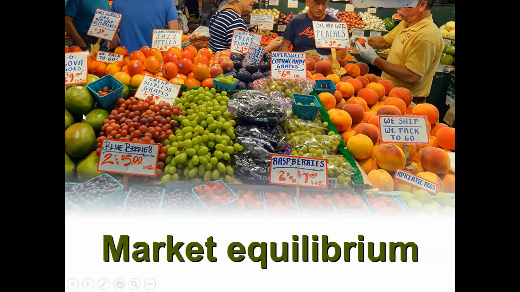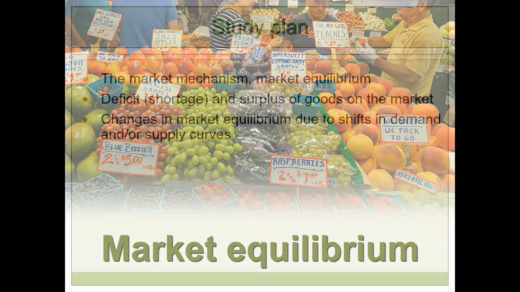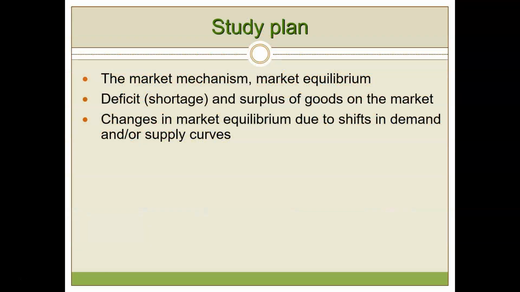Hello again, everyone. So in this lecture, we are going to combine demand and supply together, and we are going to come up with market equilibrium and all concepts which are associated with this. So the study plan for this particular lecture will be market mechanism, how exactly market equilibrium is established in a market due to movement in prices, deficit or shortage and surplus of goods on the market. So what happens to quantity demanded and supplied when price is different from the equilibrium price? How will the market respond to these situations?